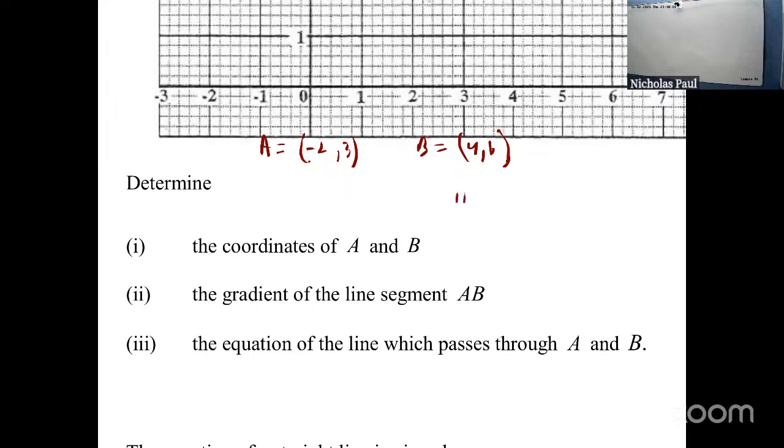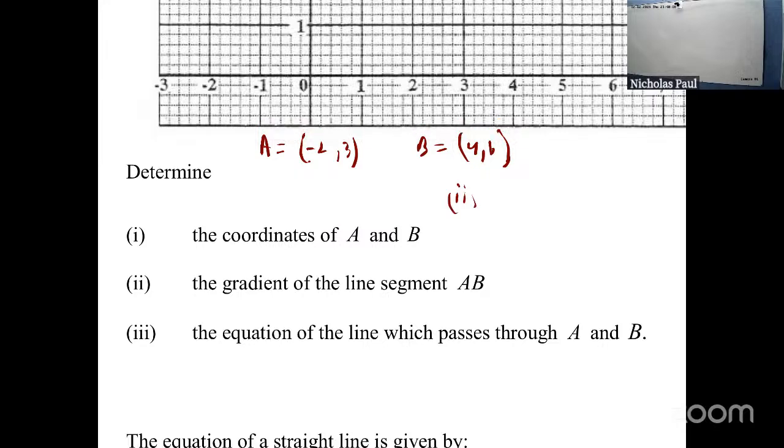By now you should have the gradient. Go ahead, finish it quick. Right, by now you should have the gradient. The gradient is y2 minus y1 over x2 minus x1. So that's 3 over 6, which is a half. Correct? So you have a half, right? Ethan, got a half? Okay. Go ahead, find the equation.